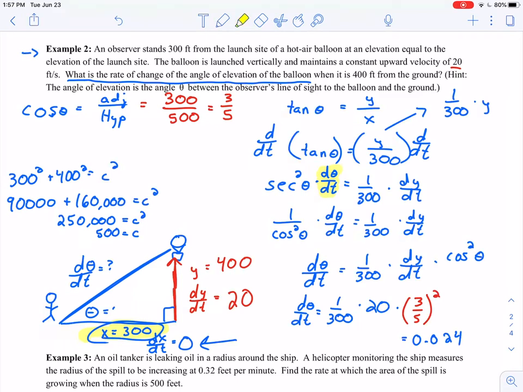My units, well, the rate of change of theta. Theta is an angle. That's always going to be measured in radians. So I'm going to say radians per, what's my unit of time here? We said per second right there. So radians per second. So 0.024 radians per second. The last thing that you might want to check is, does that sign make sense? We ended up with a positive.